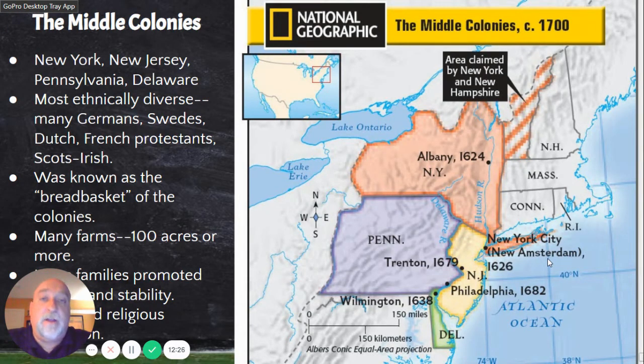They're going to live on family farms. Families are going to be large again, which promotes a lot of stability in the region, and they're going to be very tolerant of different religions. And so it doesn't matter if you're a Puritan or an Anglican or even a Catholic. You can go to most places in the middle colonies and be okay and be accepted.